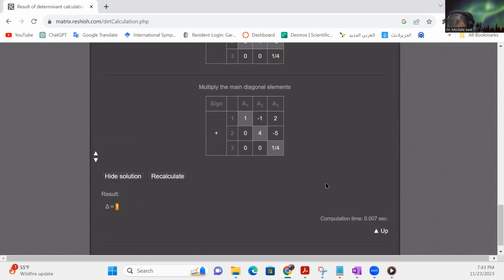Okay, so that's it, guys. You have 3 methods. You also have the online calculator, and of course, use the online calculator only to check your answer. Don't use it as a first choice.